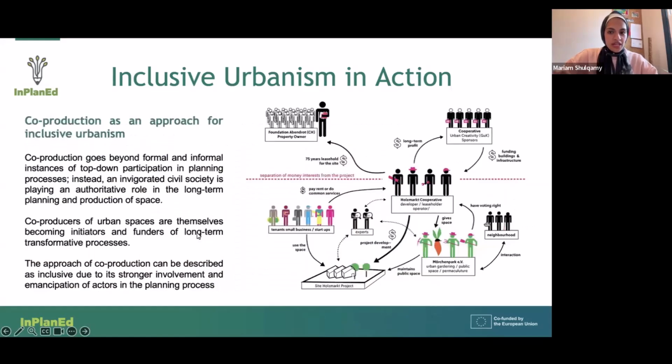So the project focuses on co-production as an approach for inclusive urbanism. This project was able to showcase how long-term urban transformation is possible when civil society and planners work together, breaking down the traditional barriers between city planners and residents. So the picture shows the group of citizens who were involved in the project.